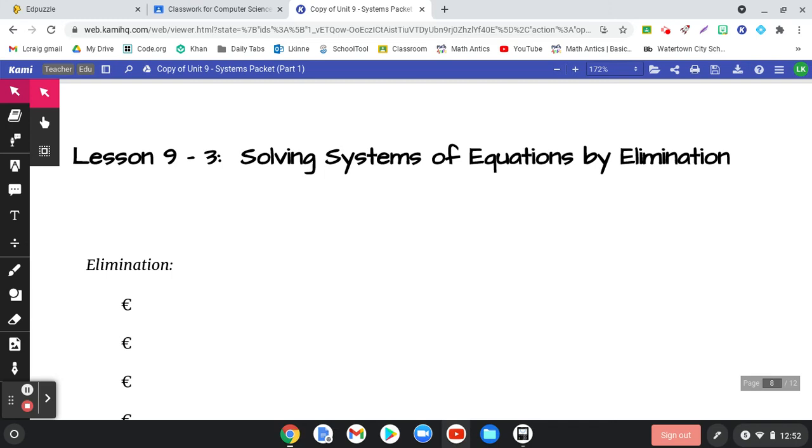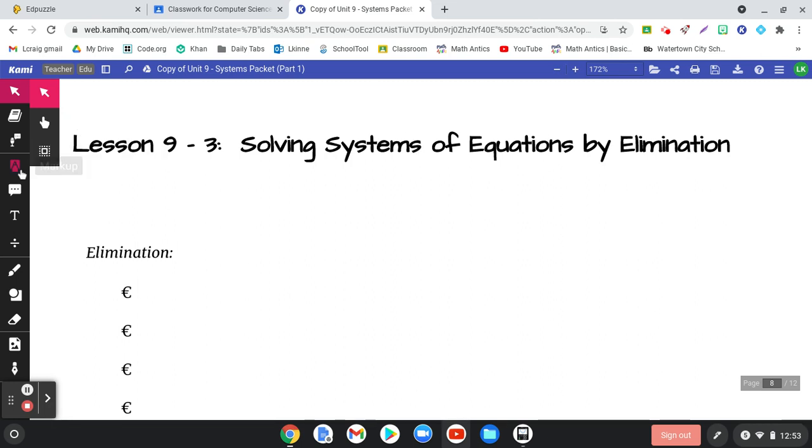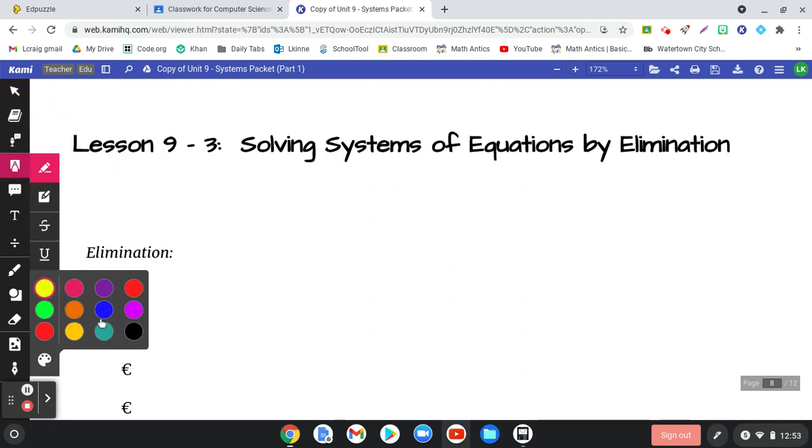Hello, everybody. So we have this lesson and one more lesson to complete our unit. So we're getting down there.